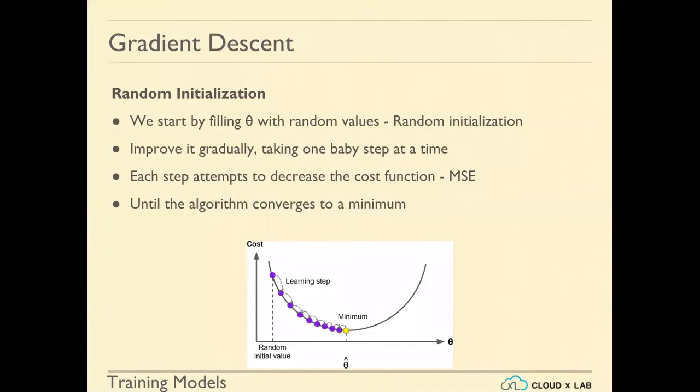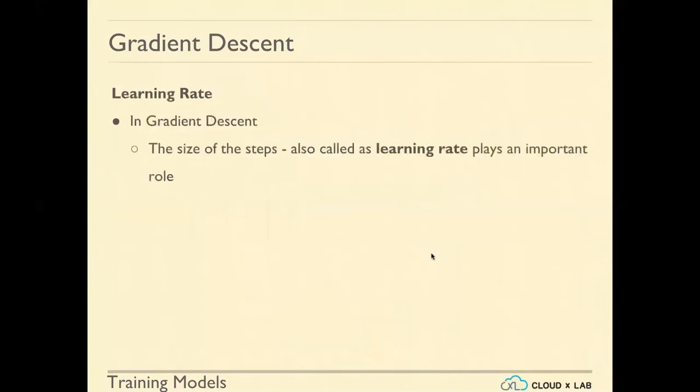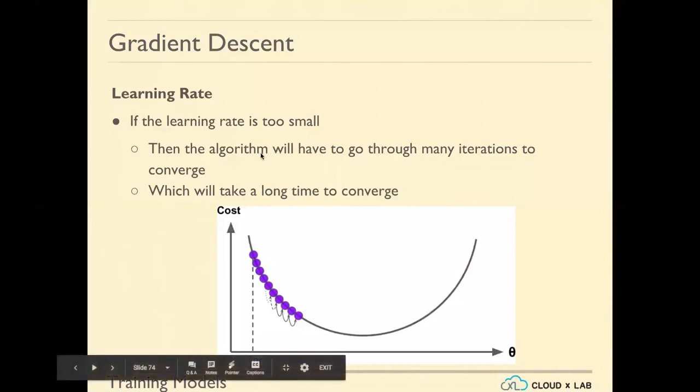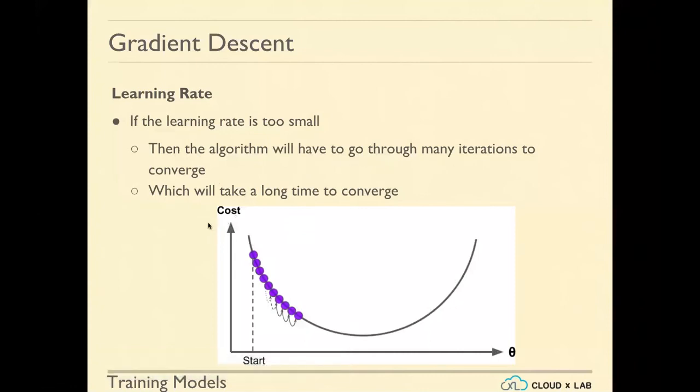Okay, so basically each step attempts to decrease the cost function, which is mean square error, until the algorithm converges to a minimum. In gradient descent, the size of steps, also called the learning rate, plays a very important role. If the learning rate is too small, then the algorithm will have to go through many iterations to converge.